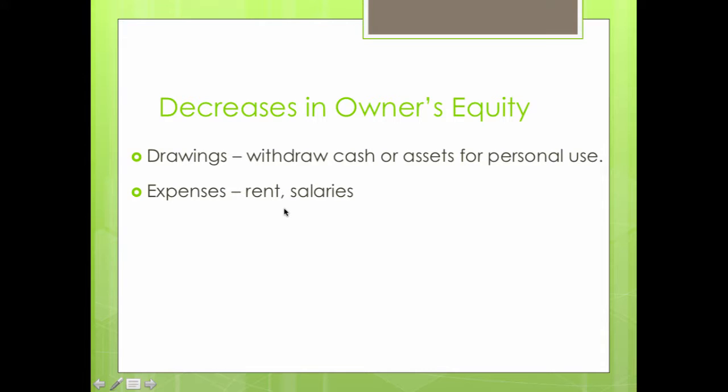On the other hand, owner's equity can also decrease, and it decreases when the owner withdraws cash or assets for personal use, and when expenses must be paid.